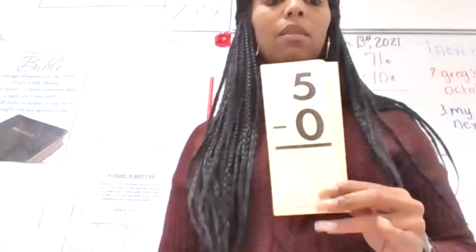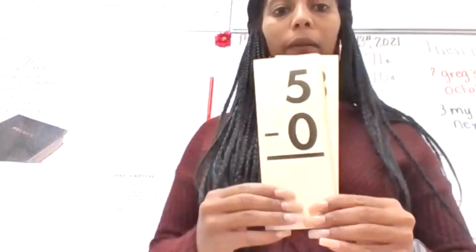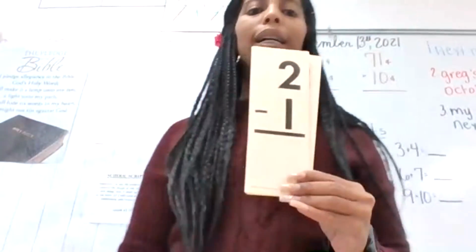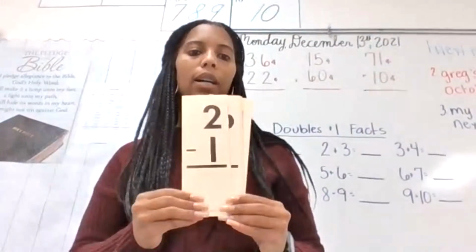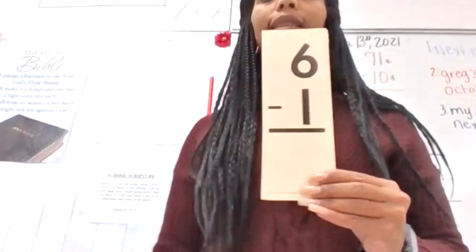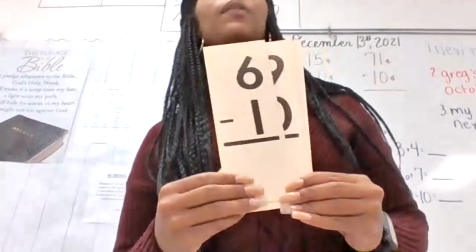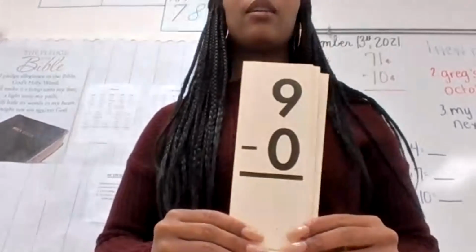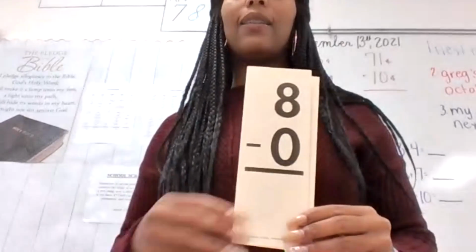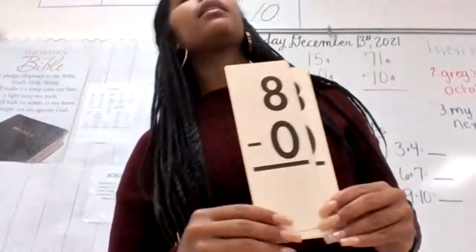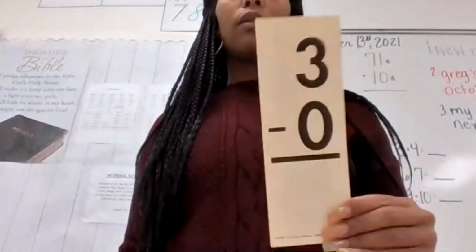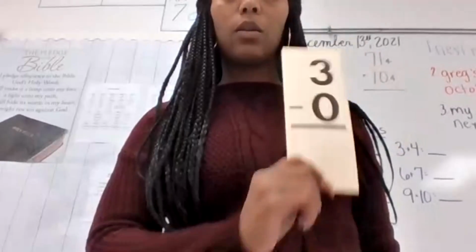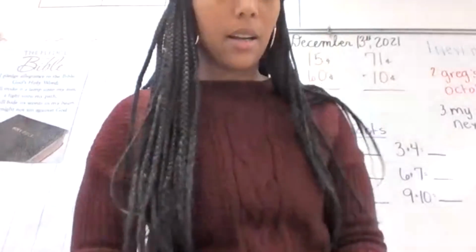5 minus 0 equals 5. 2 minus 1 equals 1. 6 minus 1 equals 5. 9 minus 0 equals 9. 8 minus 0 equals 8. 3 minus 0 equals 3. Awesome. That was fast.